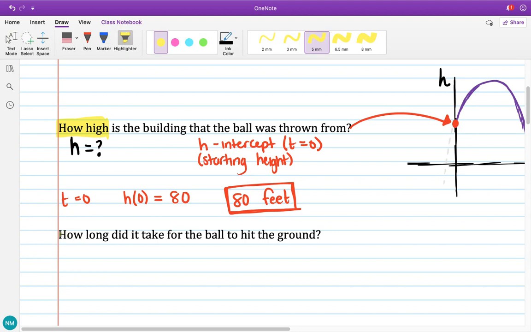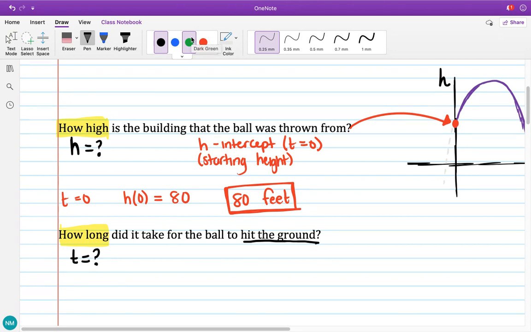Keywords. How long? Meaning, what are we dealing with? Time or height? We are dealing with time. So we're looking for a t equals. Now, how long did it take for the ball to hit the ground? Meaning, what's the height at the ground? The height of the ground is 0. So that means this is going to be h equals 0.